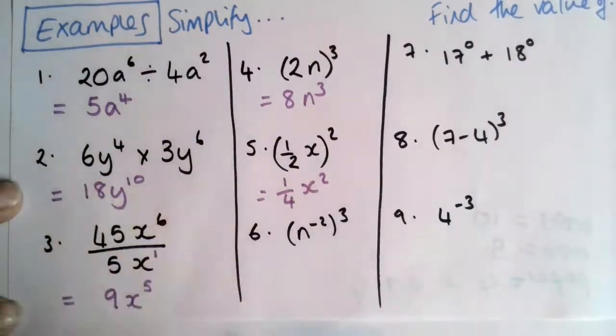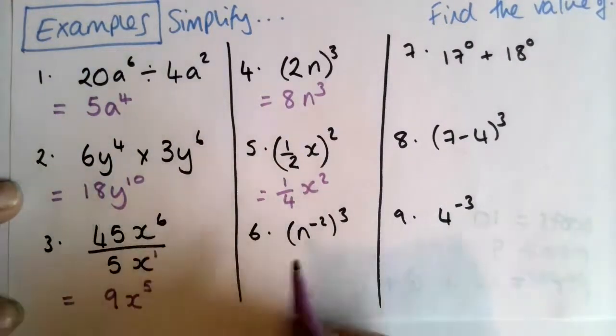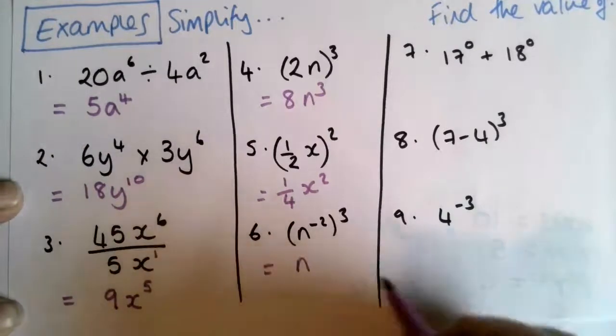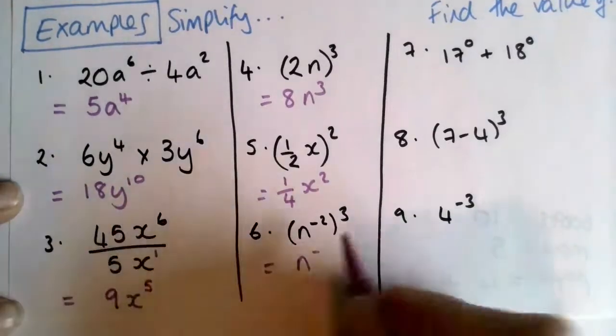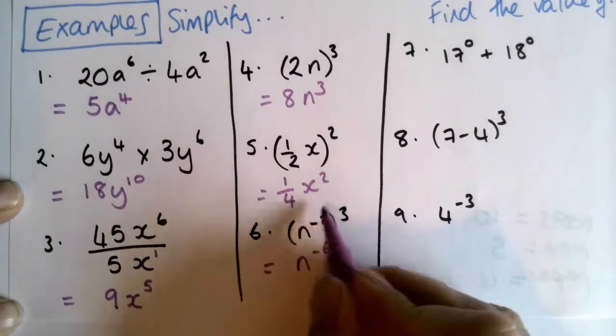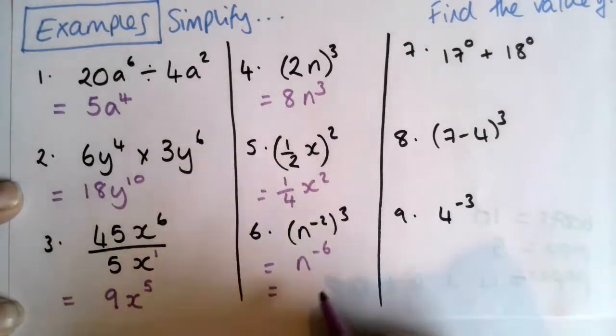N to the power of minus 2 cubed is going to be n to the power of minus 6. Whenever you've got this going on, remember you multiply the powers, and we can rewrite that as 1 over n to the power of 6.